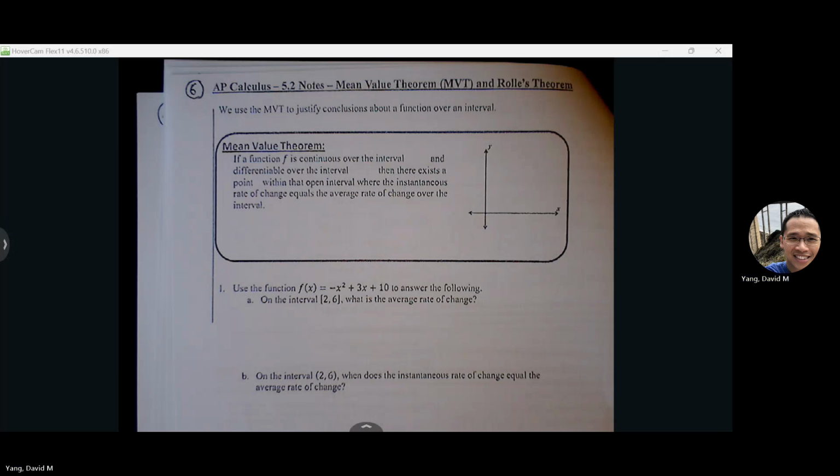So mean value theorem and Rolle's theorem, now we're trying to guarantee a specific slope along the path of the graph. And this is what we can do to guarantee a slope somewhere along the curve.